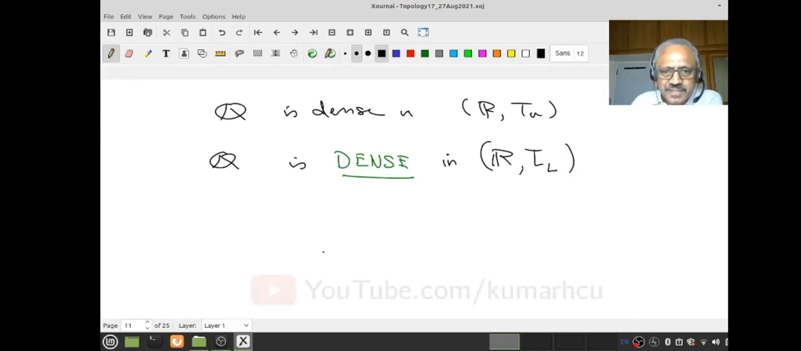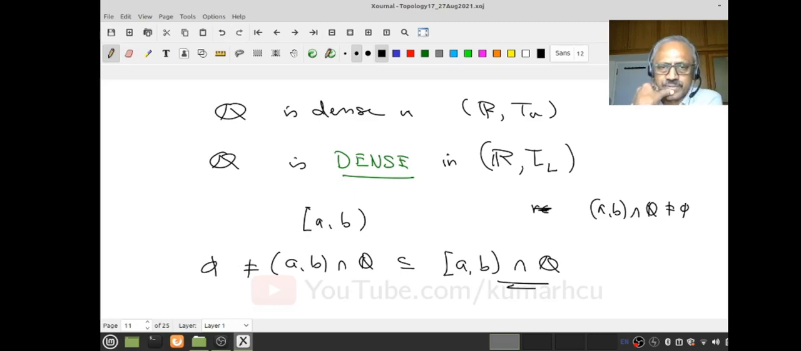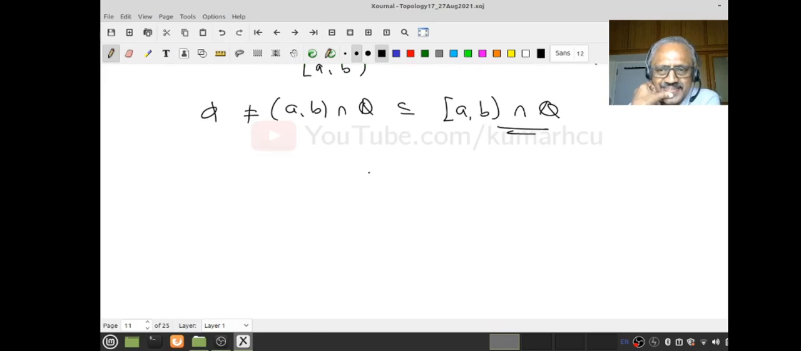That's very easy, because what are the simplest open sets in the lower limit topology? They are of the form [a, b), right? But I know there is a rational number in (a, b), so (a, b) intersection Q is not empty. But (a, b) intersection Q is contained in [a, b) intersection Q. This is not empty, right? Therefore I proved this is not empty. Do you like that? Very good.